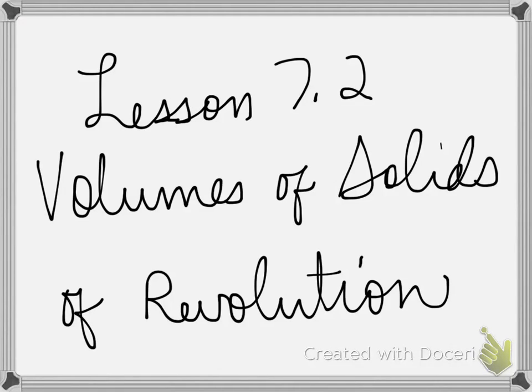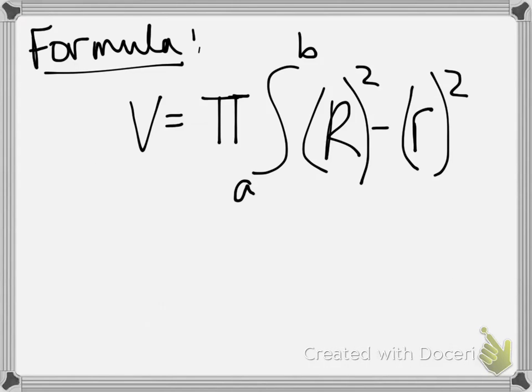Okay, this is lesson 7.2, volumes of solids of revolution. Basically what we're going to do is take the areas that we did in 7.1 and revolve them around the x-axis or around the y-axis. The process of revolving is going to create two circles. You're going to have an outer circle and an inner circle.